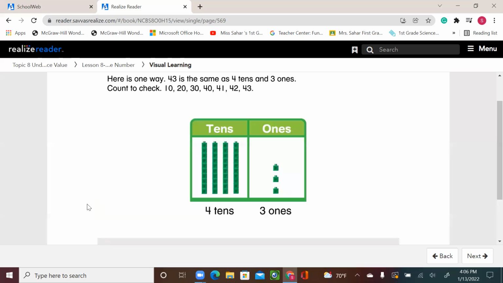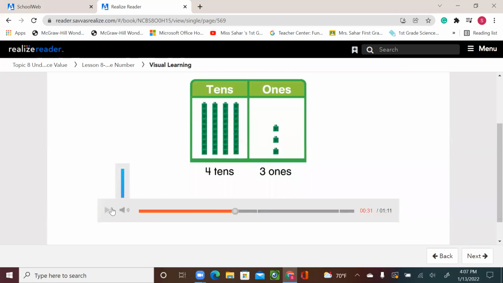All right, so that's what we know. It's easy. I know I have 4 tens. I'm going to put a group of tens under tens, and then the leftover, or the ones, I'm going to put under the column where it says ones. So 43 means 4 tens, 4 groups of tens, and 3 ones.